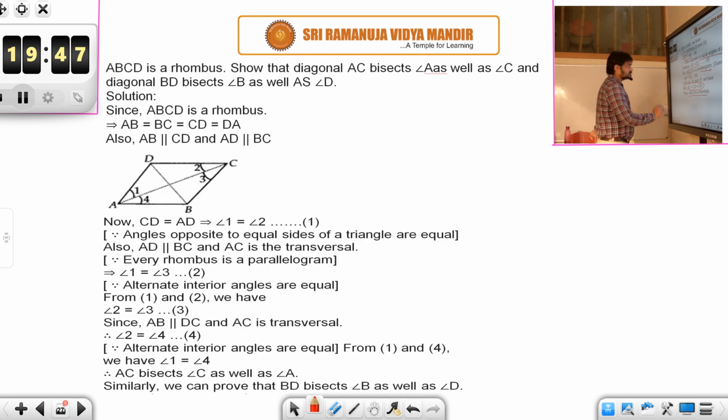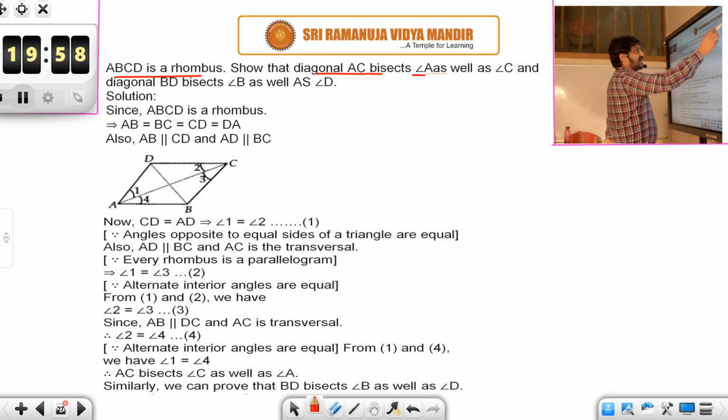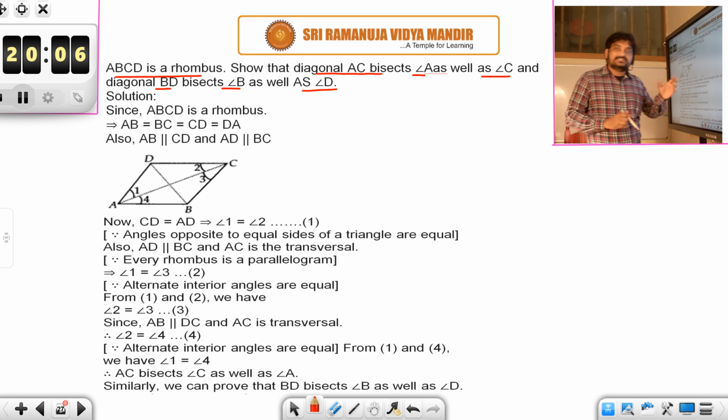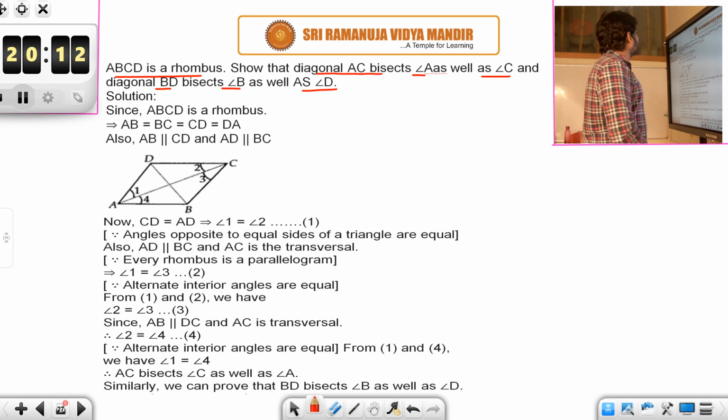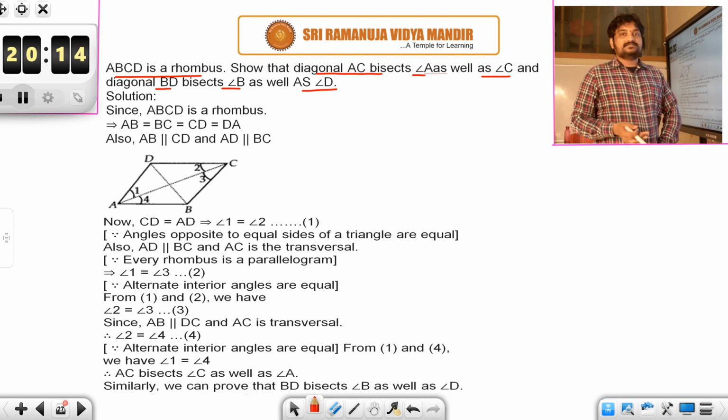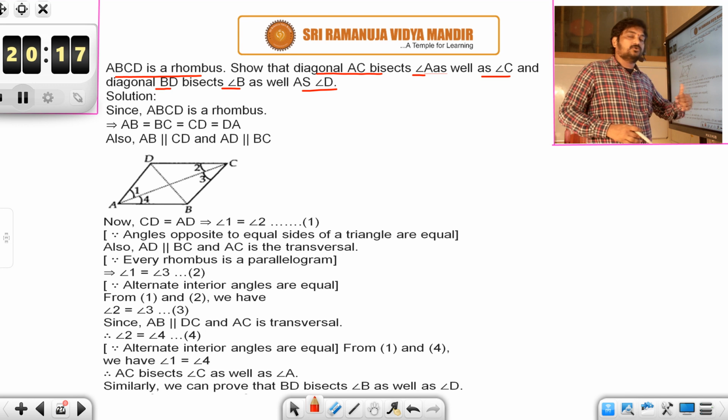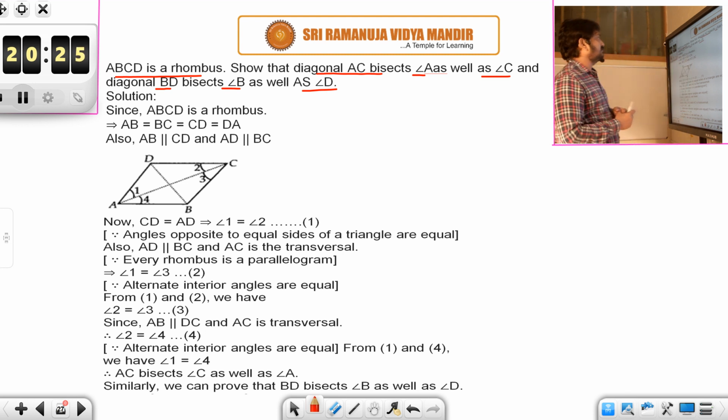Okay students, so let's continue with the next question. Now given ABCD is a rhombus, you need to show that diagonal AC bisects angle A as well as angle C, and diagonal BD bisects angle B as well as angle D. See, this question is just like a converse to the previous question. In the previous question we were given that the diagonal bisects one angle and asked to prove that it is a rhombus. Here we are given that ABCD is a rhombus, and we need to prove the diagonal bisects each angle.